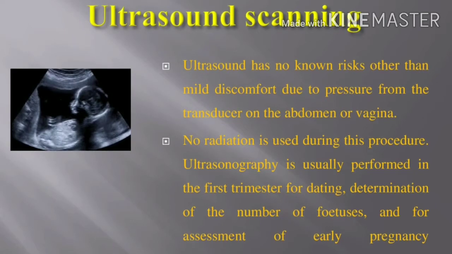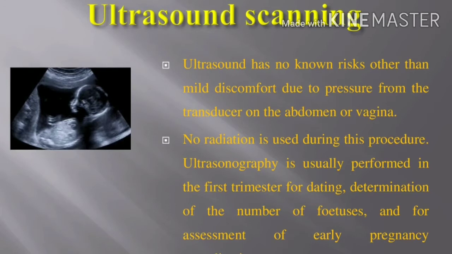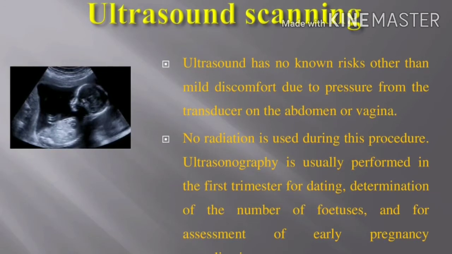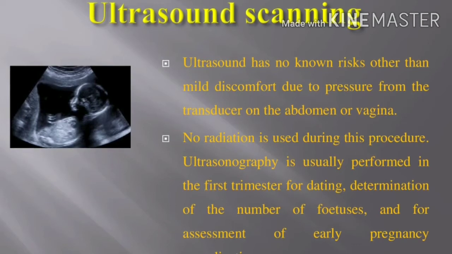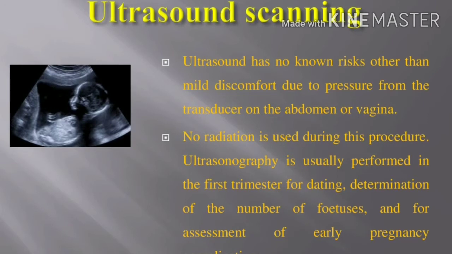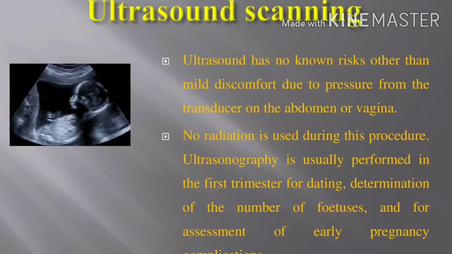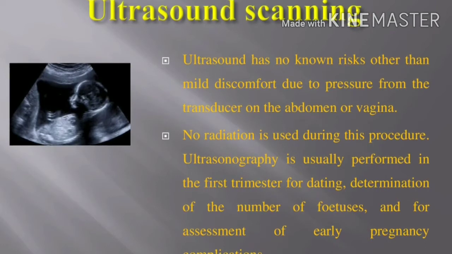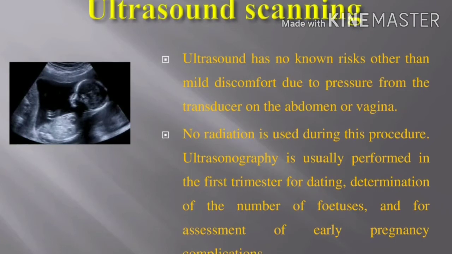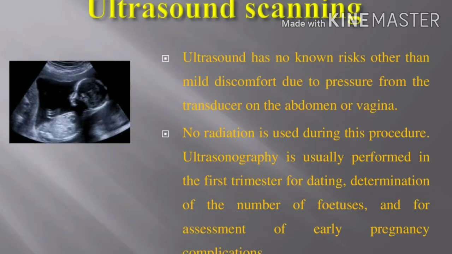Ultrasound scanning is performed by applying pressure from a transducer on the abdomen or vagina. So ultrasound scanning can be done through abdominal scanning or through the vagina for analysis. In this ultrasound scanning, no radiation is used. No radiation is used during this procedure, only a transducer on the abdomen or vagina. What are the uses of ultrasonography?